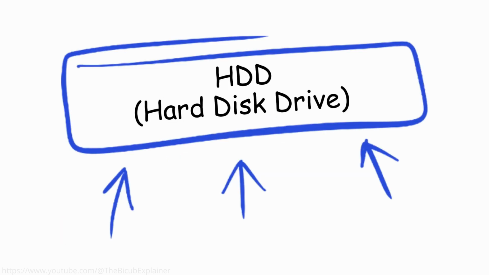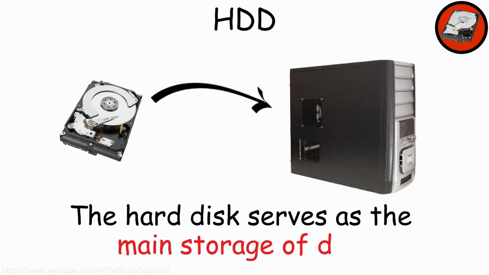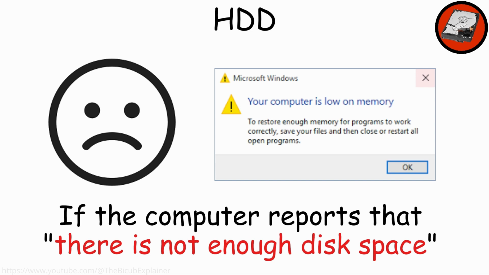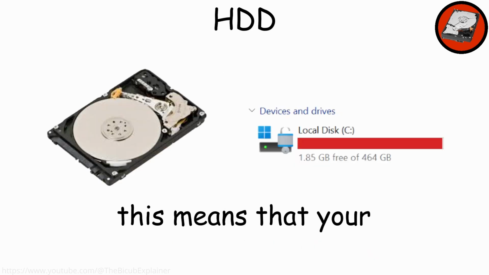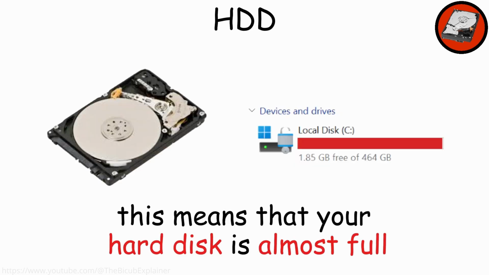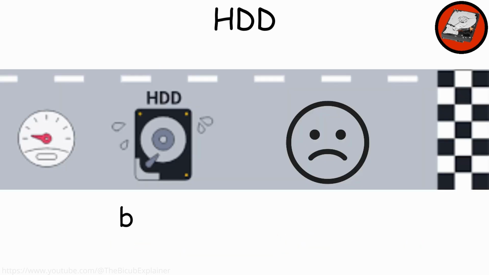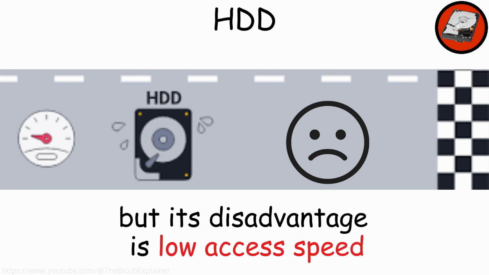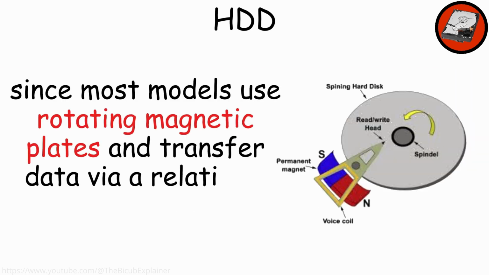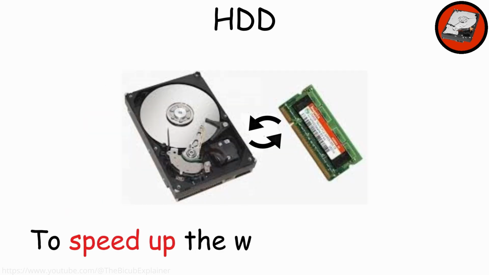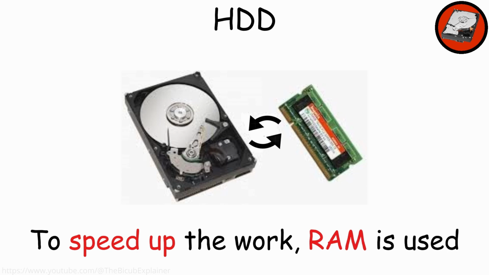Hard disk drive, HDD. The hard disk serves as the main storage of data. If the computer reports that there is not enough disk space, this means that your hard disk is almost full. HDD is good for storing large amounts of information, but its disadvantage is low access speed, since most models use rotating magnetic plates and transfer data via a relatively slow interface. To speed up the work, RAM is used.